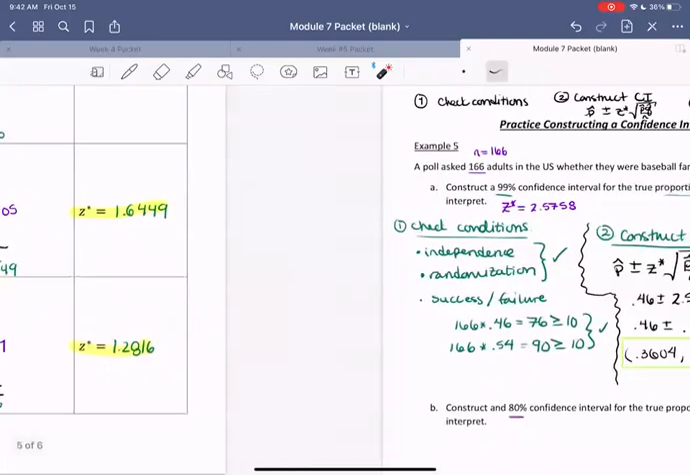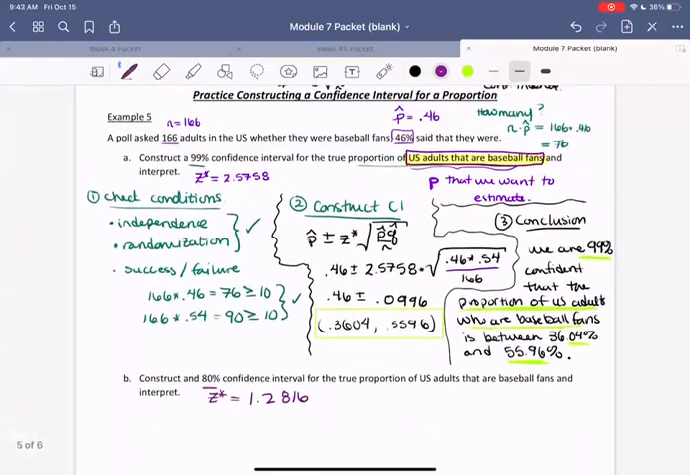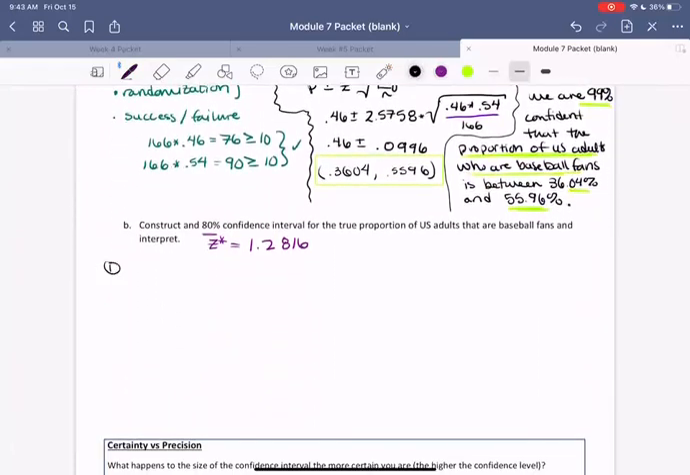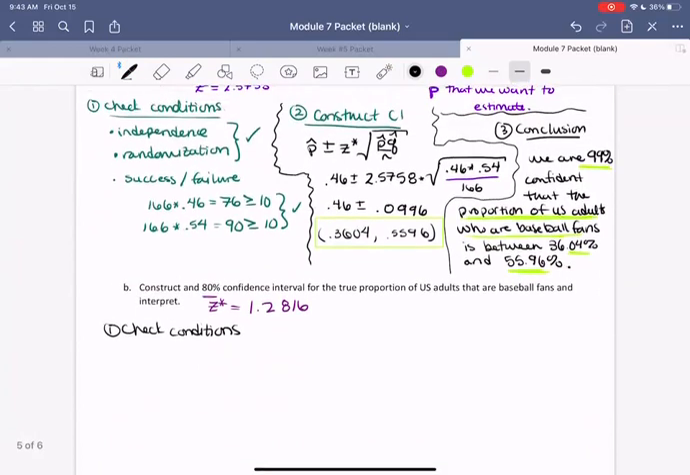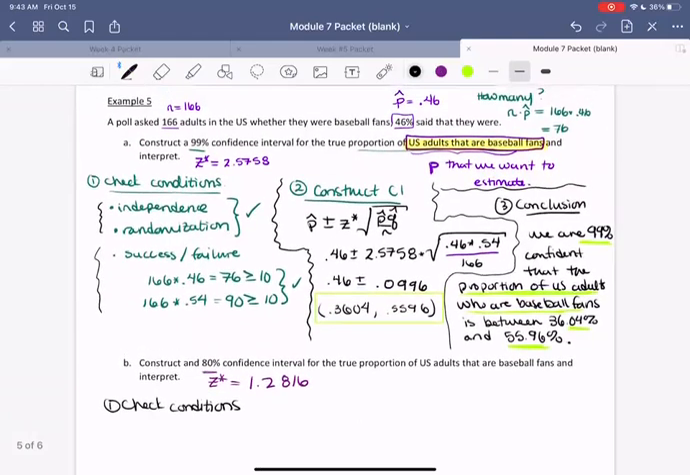So we're going to copy that down on the next page. So here for us, z star is going to be equal to 1.2816. So now I want to go through those same steps that we just carried out for part A. So step number 1 is check conditions. So has anything changed here? Well, we still have the same sample, so we're going to still assume that we have independence and randomization. And then do we have a different number of successes or failures? Nope, because we still have the same p hat and we still have the same sample size.